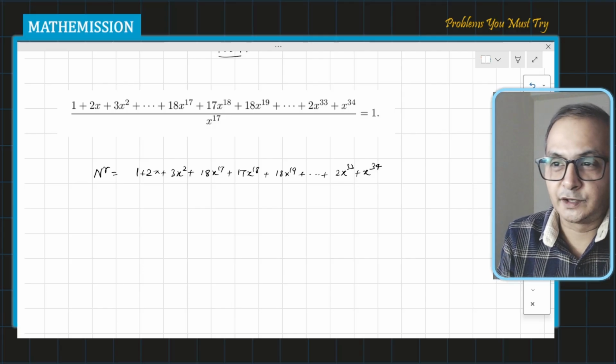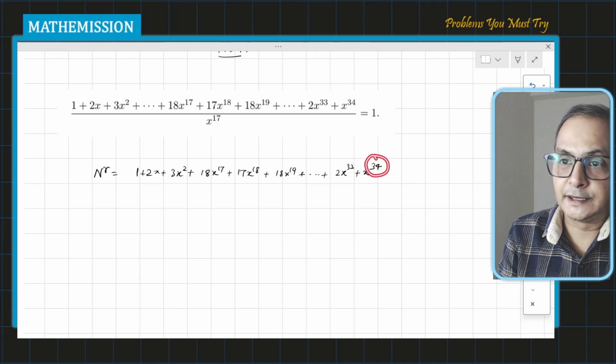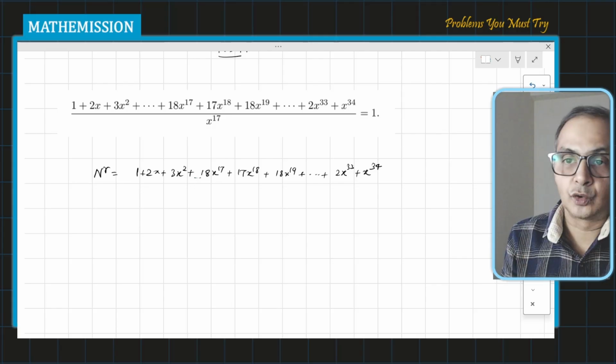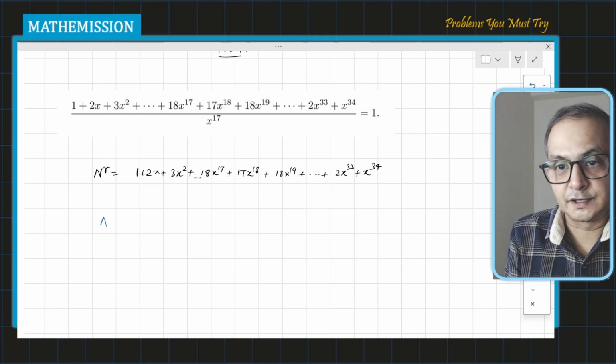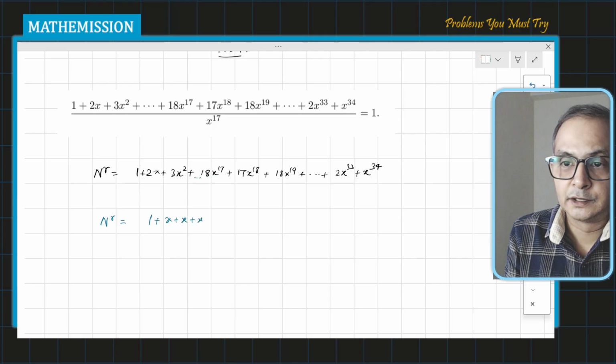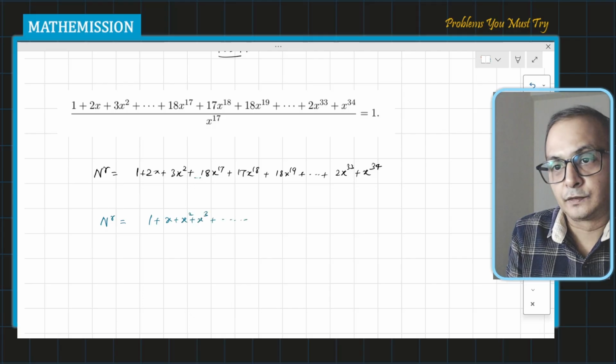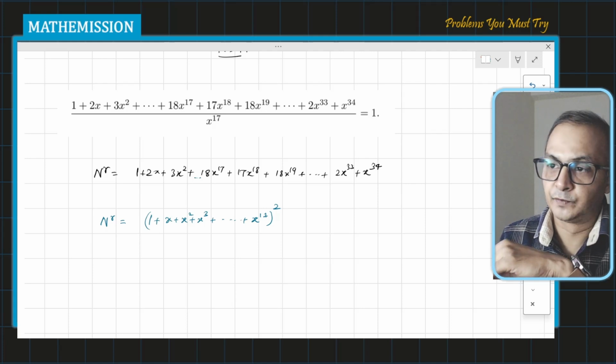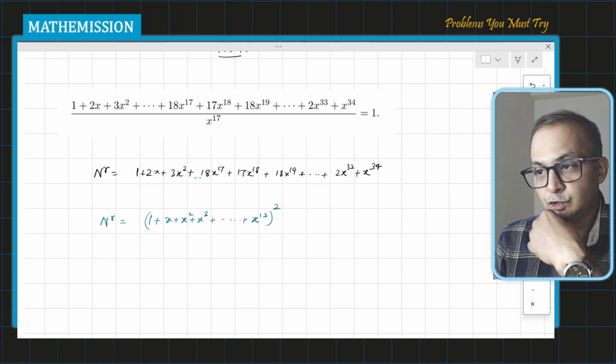How will this 2x be achieved? You notice that this 34 can be achieved, by the way there is a dot dot dot, by taking the square of x to the power 17. So what I'm guessing, let me just take the guess, is that this numerator is nothing but the square of this series, 1 plus x plus x squared plus x cubed till x to the power 17. And let's see how I can confirm that.